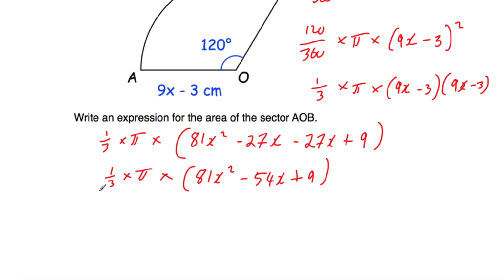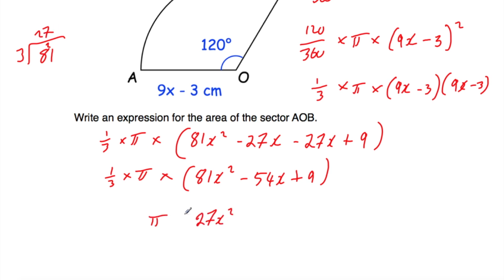Now, multiplying by a third, that's the same as dividing by 3. If you multiply something by a third, it's the same as dividing by 3. So let's divide all of these terms by 3. So if we do 81x squared divided by 3, well, 81 divided by 3 would be 27. Let's just check that. 81 divided by 3. How many 3's go into 8? 2. Remainder 2. How many 3's go into 21? 7. So it's going to be 27x squared.